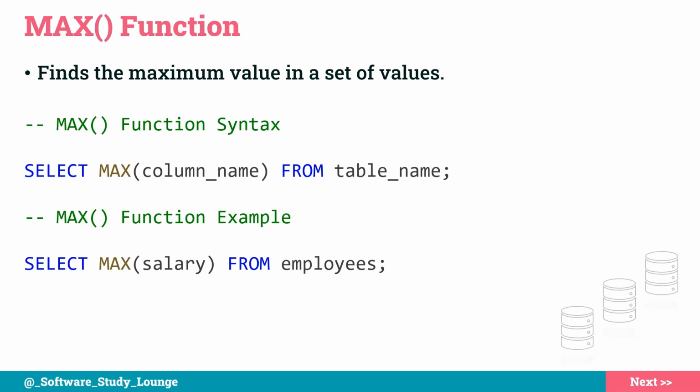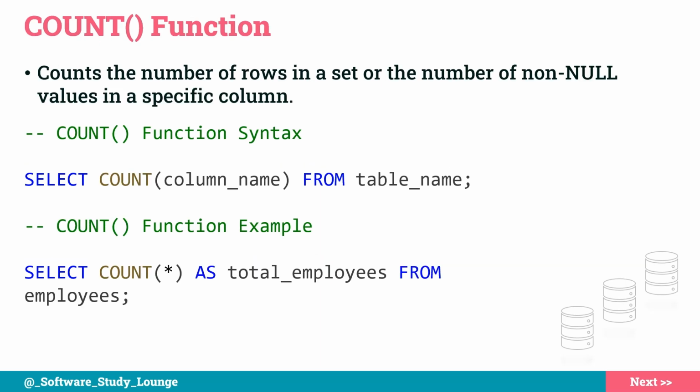Next one is max. It finds the maximum value in a set of values. SELECT MAX(column_name) FROM table_name. So the example is SELECT MAX(salary) FROM employees. This line returns the maximum salary of the employees.